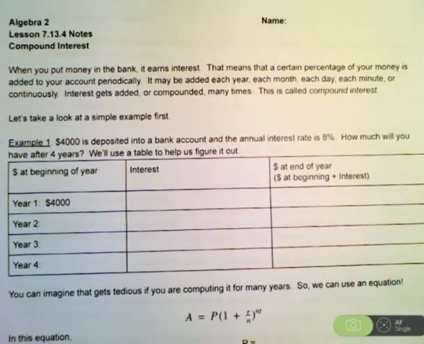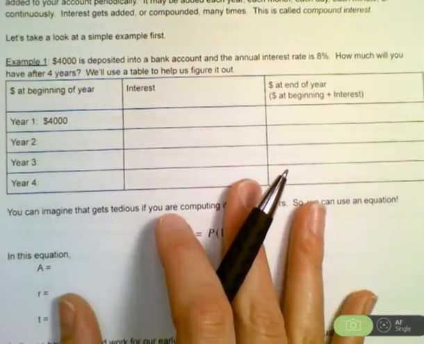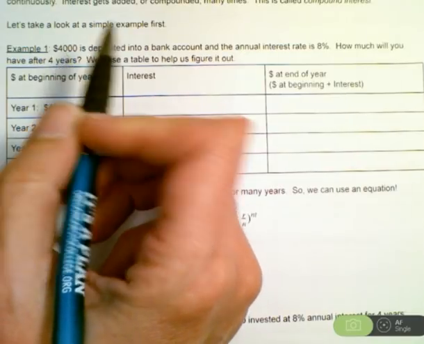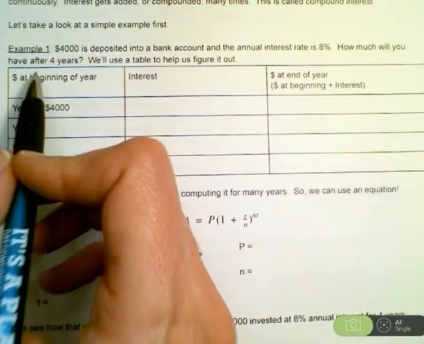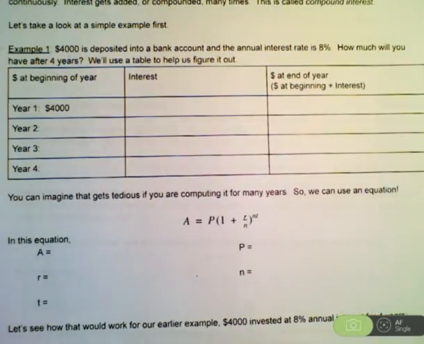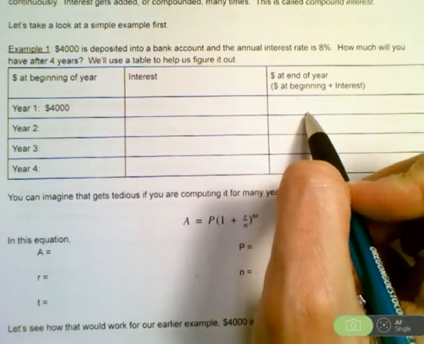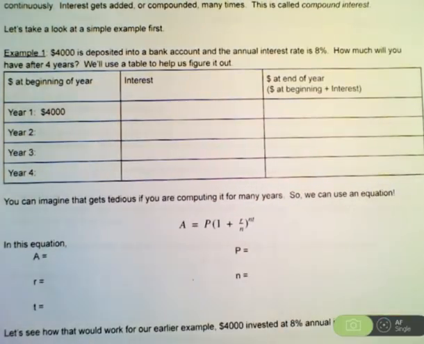So we're going to start by taking a look at a pretty simple example and just build up the table and see what happens. If you deposit $4,000 into a bank account, and the interest rate is 8%, how much will you have after 4 years? What you have to remember is that at the end of the first year, you're getting interest. So you're going to have more money at the end of the first year than you did at the beginning. It's not just at the very end of 4 years when you get money, it's every year.